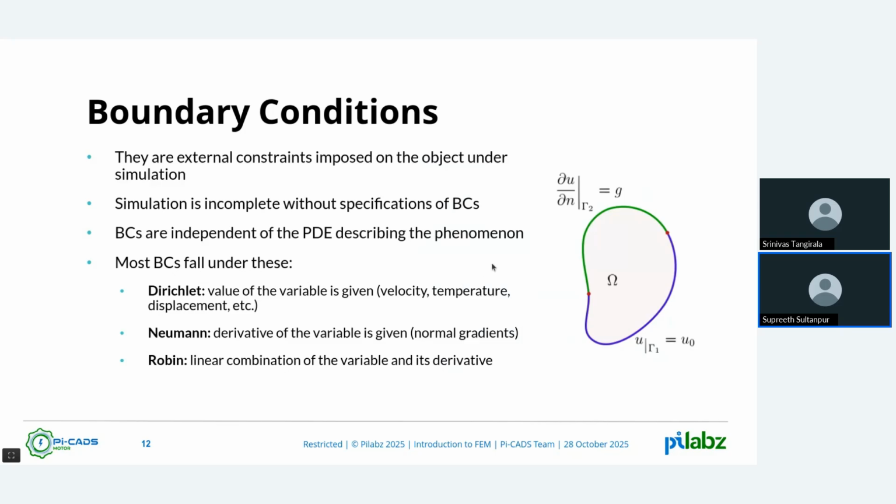So some parts of your body under analysis may be subjected to Dirichlet, some of those may be subjected to Neumann, and so on. Once you specify these boundary conditions, your problem becomes well defined, and then we can start what is known as assembly.